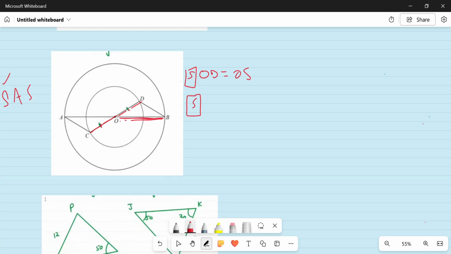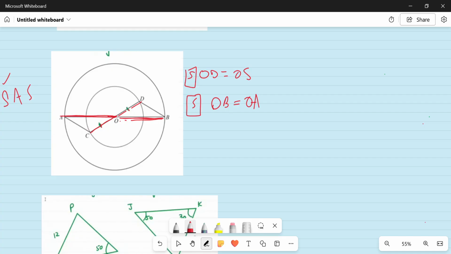This OB is equal to OA. I'm drawing a line starting from O, the center of the circle, to the circumference of the big circle. So they both are also equal. So OB equals OA. Can you tell me what is the reason for these lines? These both lines are the radius of the big circle, right?